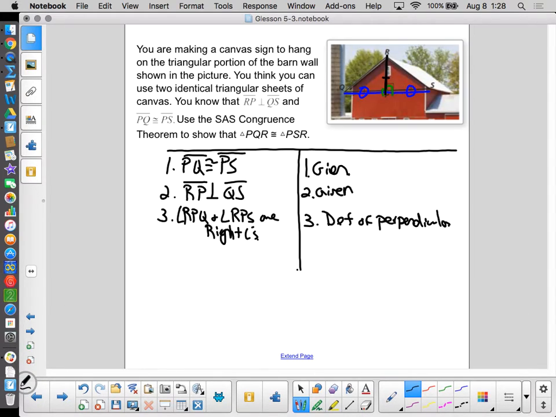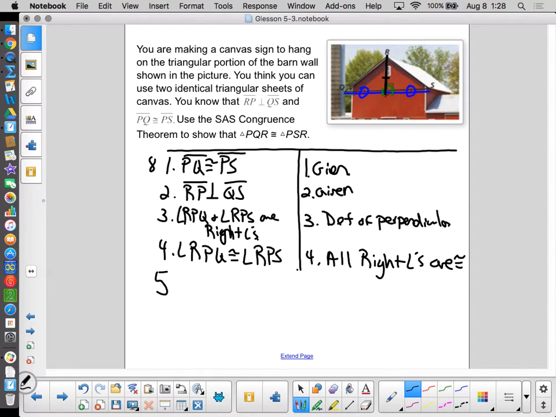Next, what do we know about right angles? We know that all right angles are congruent. So angle RPQ is congruent to angle RPS because all right angles are congruent. That's a little bit tricky, but oftentimes when we see perpendicular lines and need to prove congruence, that's what we do. Finally, I've got a pair of congruent sides, and I have a pair of congruent angles.